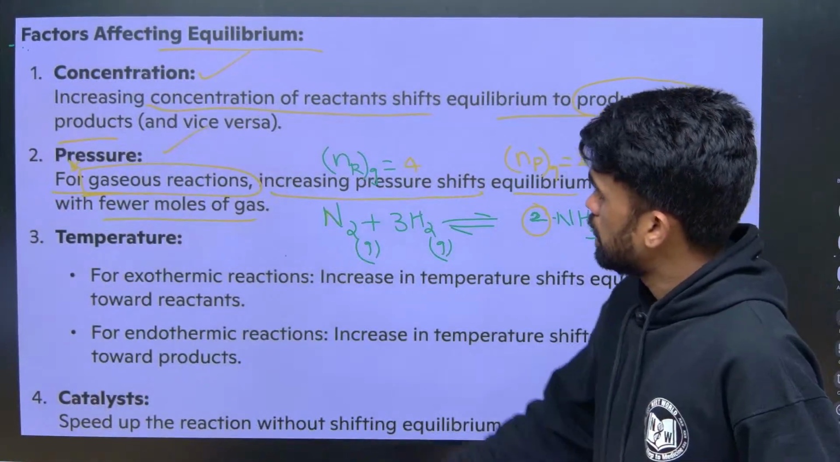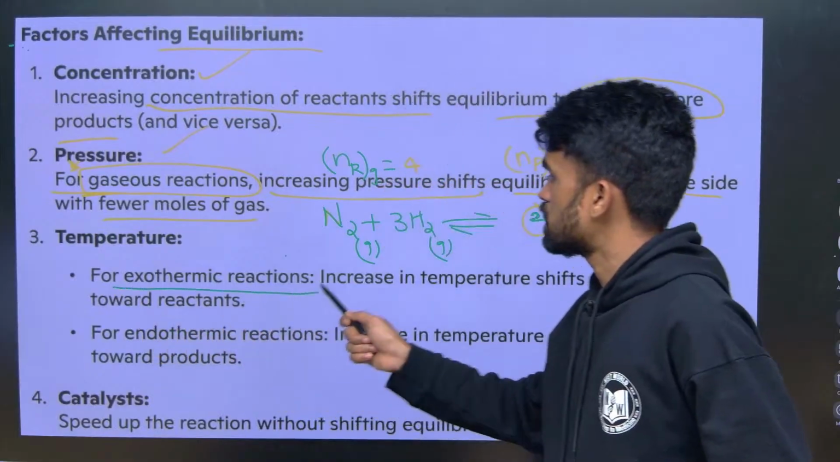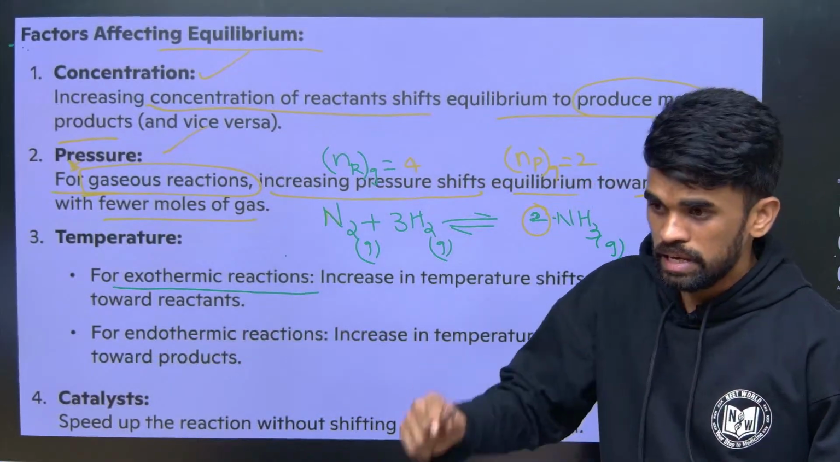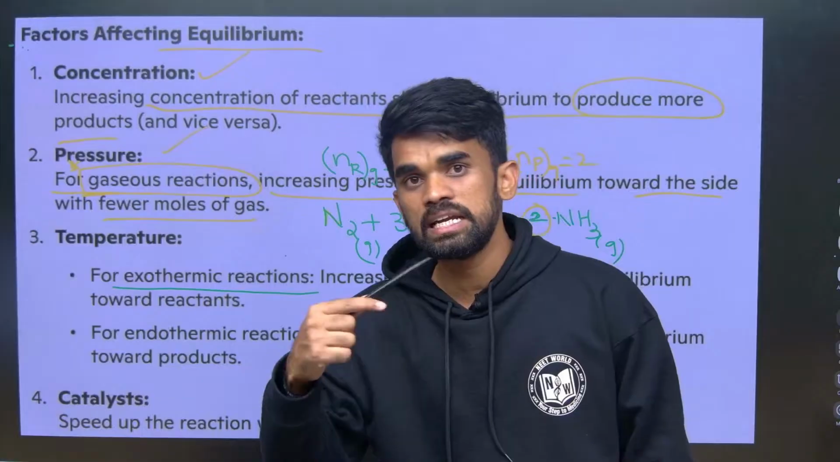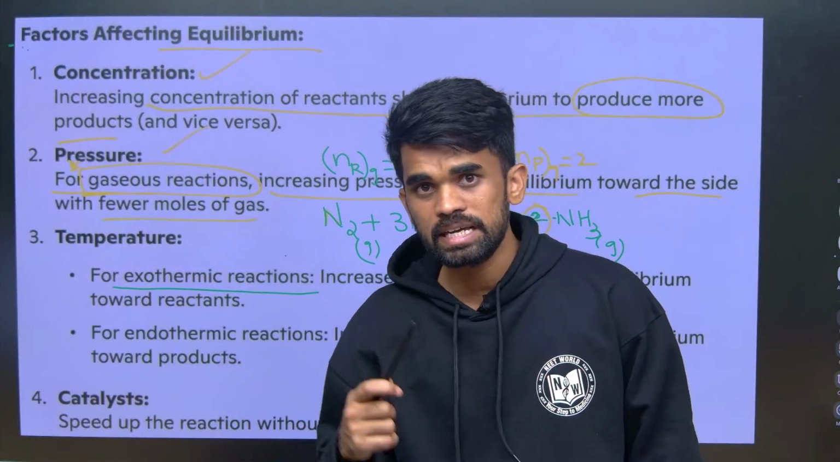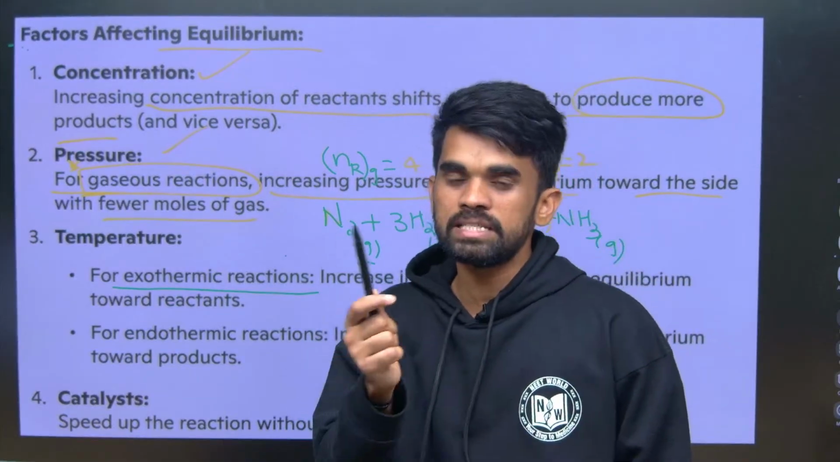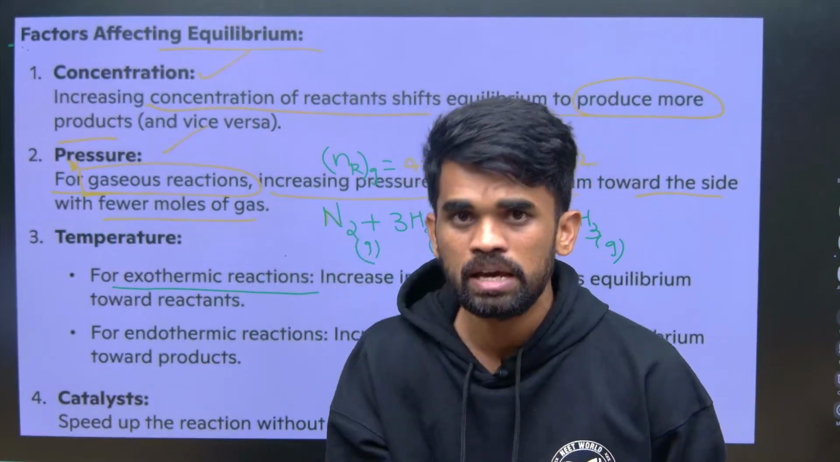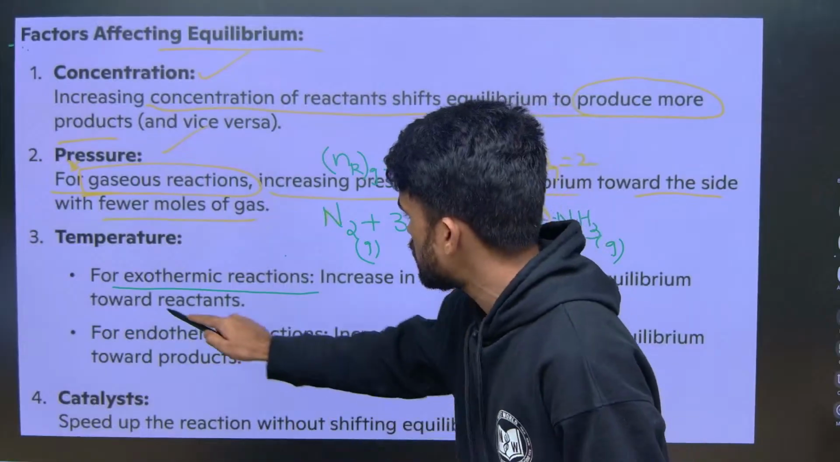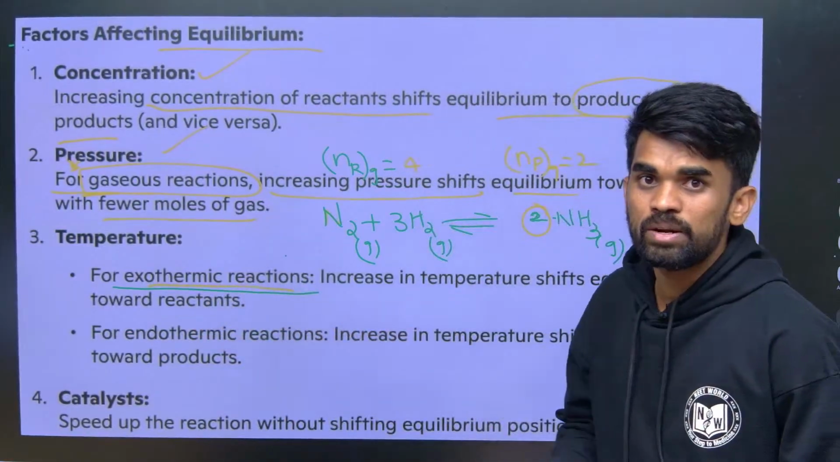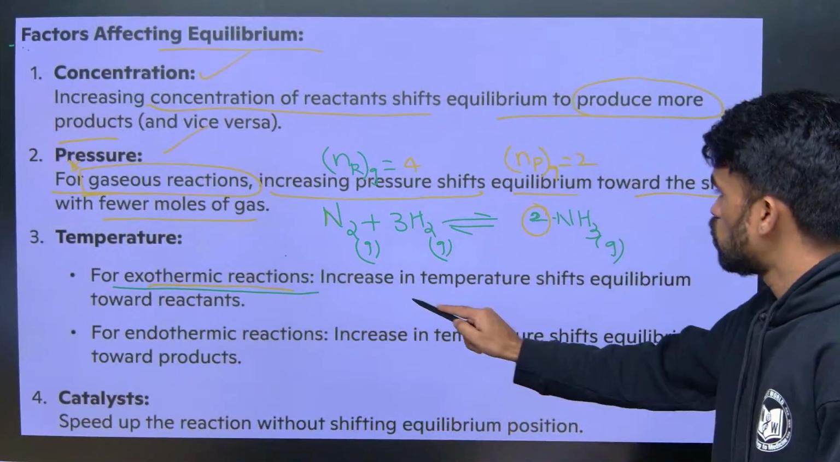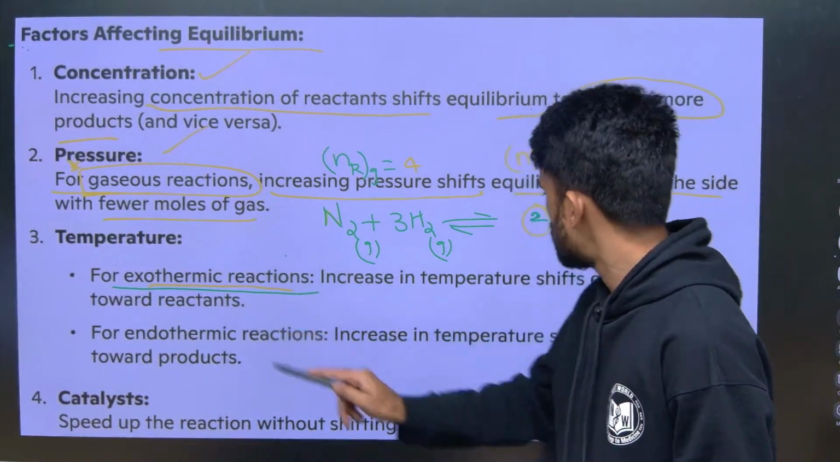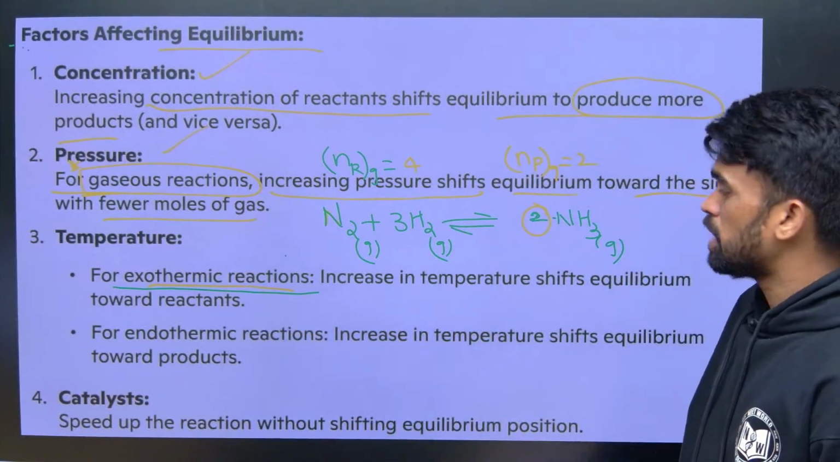Next, temperature, exothermic reactions. If the reaction is exothermic, heat is released from the reaction, so the system's temperature is getting lowered because heat is releasing out. So I can say exothermic reactions are favored by low temperature. Exothermic reaction is favored by low temperature.